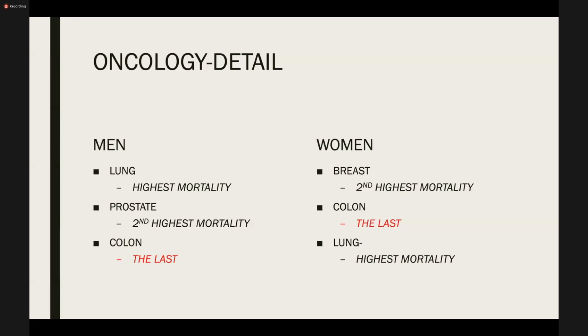So be careful with that on the exam. The most common cancer in women is breast, followed by colon, followed by lung. The most common cancer in men is lung, followed by prostate, followed by colon. But if they ask you which one has the highest mortality, it's lung first in both. Breast cancer in females is second, prostate is second in men, and colon is the last for both.